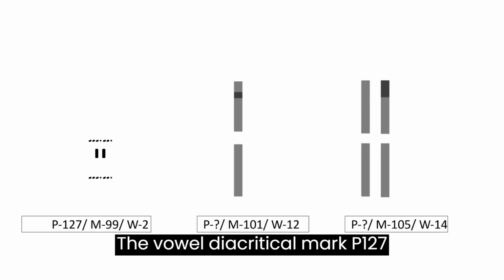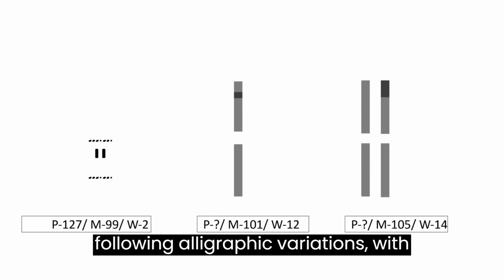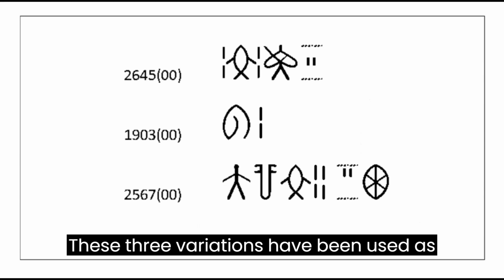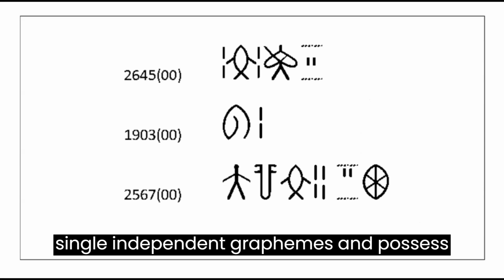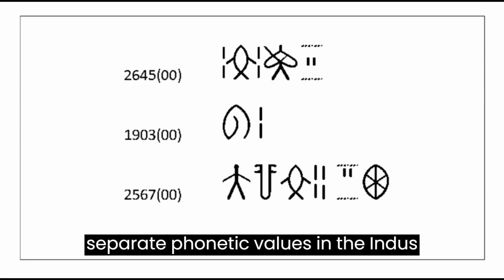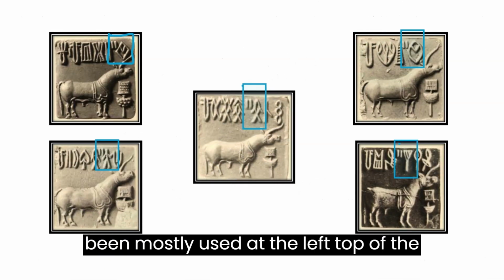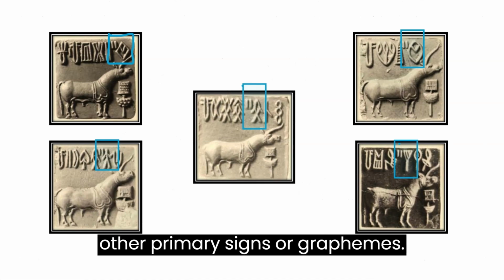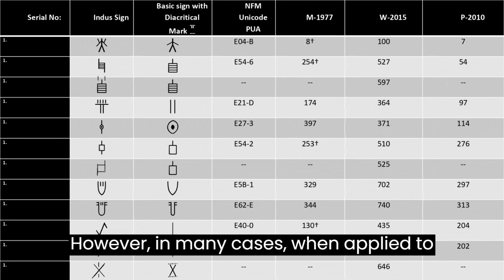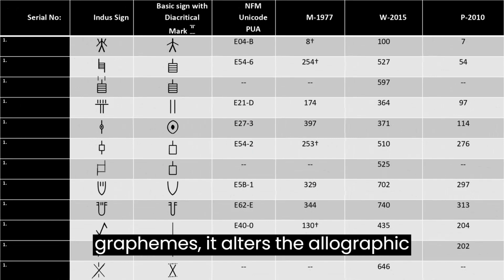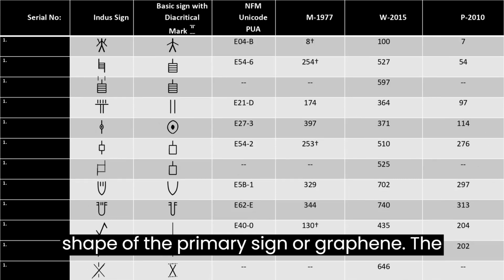The vowel diacritical mark P 127 in the Indus script exhibits the following allographic variations, with the last one being a dual form. These three variations have been used as single independent graphemes and possess separate phonetic values in the Indus texts. In its simple modification form, it has been mostly used at the left top of the other primary signs or graphemes. However, in many cases, when applied to the primary signs or other consonantal graphemes, it alters the allographic shape of the primary sign or grapheme.